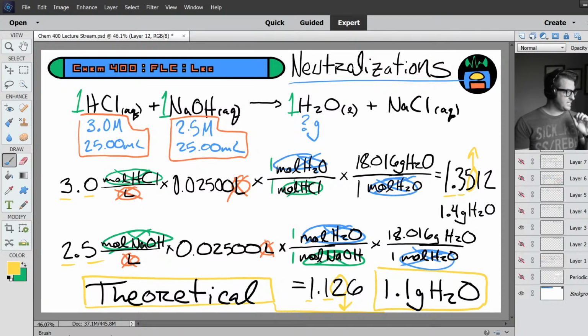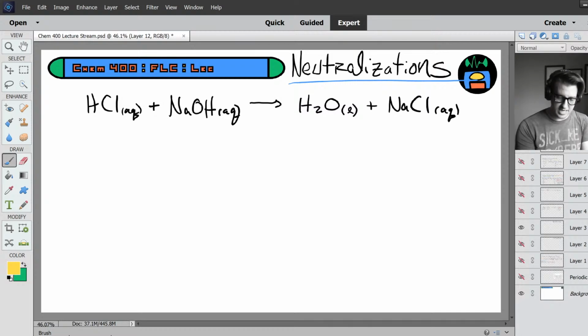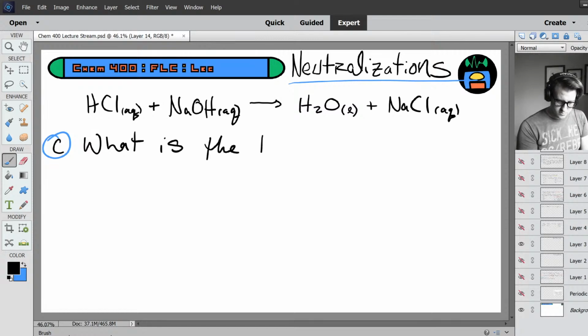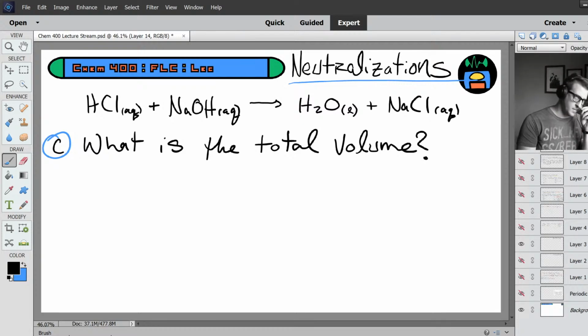Part C, they tell us the density of water is 1.008 grams per milliliter. What is the total volume of the solution once the reaction is complete? And here is where we're standing right now. So this is part C. What is the total volume? What a weird question. Well, what is contributing to the volume?